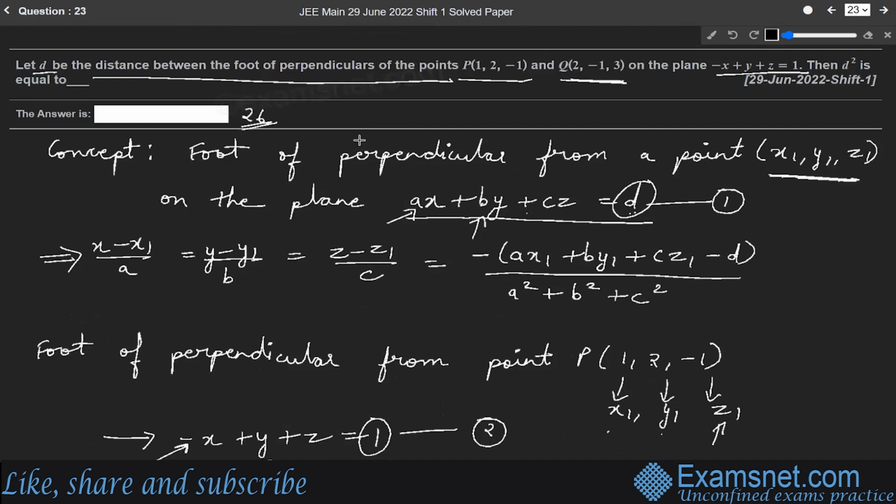I hope you are clear with this question, right? The main and basic concept that you have to remember is the concept of the foot of perpendicular from a point on a given plane.